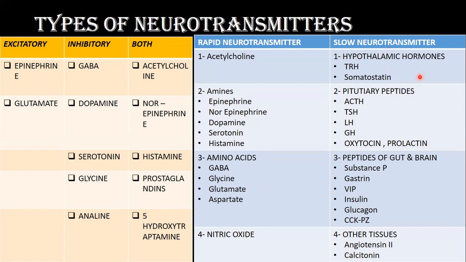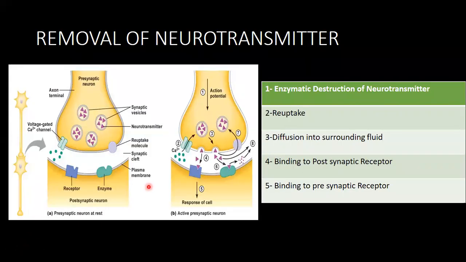Slow conduction is done normally by the glands, that is, hypothalamic hormones such as somatotropin and thyroid releasing hormones, and pituitary peptides: ACTH, TSH, LH, GH. We know these things, like the peptides of the gut I already mentioned, that neurotransmitters help in our GI tract and brain also. We are already familiar with these words: gastrin, substance P, VIP, insulin, glucagon, CCK. Just memorize this table. It is the only important table you can learn, and a direct question can come.